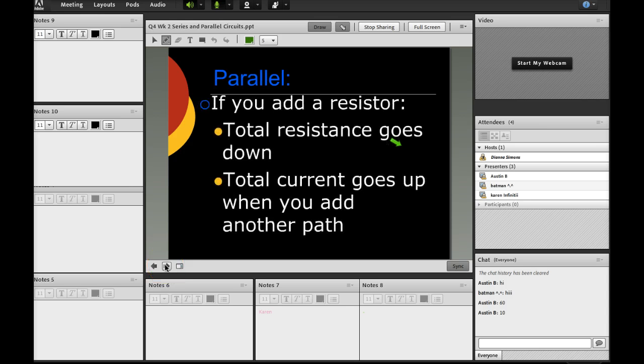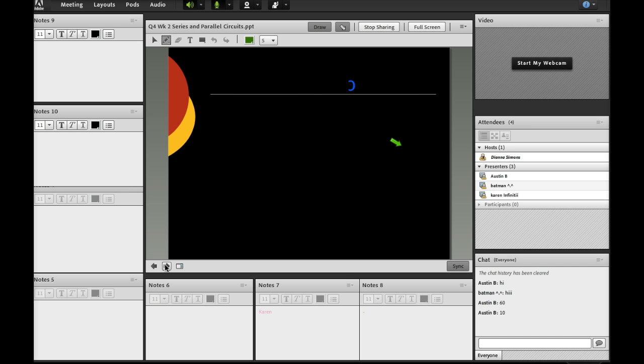So in this case, if you add a resistor in a parallel circuit, the resistance goes down. And there's a reason for that. There's a way that you're going to add up the resistors that's different than in a series. It's a little more difficult, but there's an easy way to do it too. And the total current will go up if you add another path because it's got another place to go. Does that make sense? Yes? Okay, thank you.